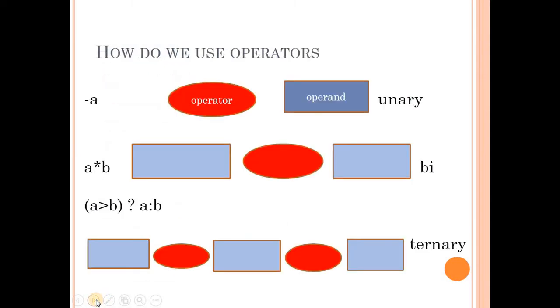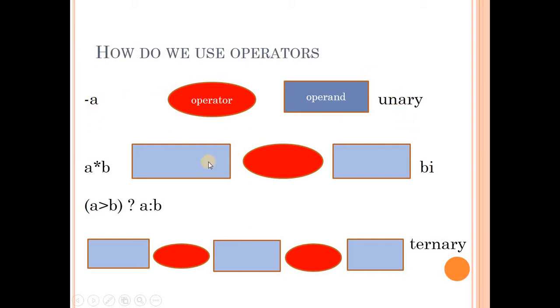Operators could be unary operators, binary operators, or ternary operators. A unary operator may be written either as operator then operand, or operand first then operator. So either the operator comes first or it comes last. Only one operand you will have, so you call that a unary operator. For example, minus a. Here minus is the operator, and a is a variable, so we call it the operand.